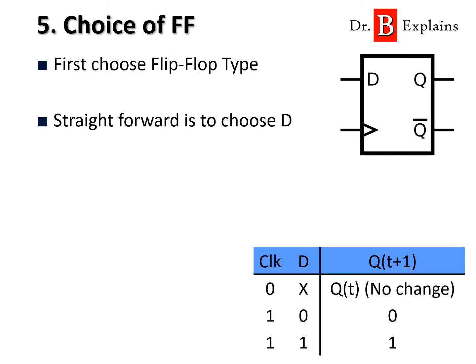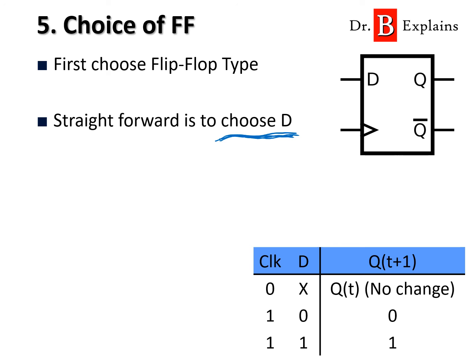Next step is to choose the type of flip-flop that we're going to be using in our design. So for the first example, I'm going to choose D because it's the straightforward, simpler version. So for example 1, we're going to go the simple way.